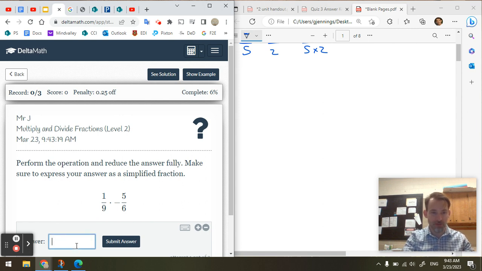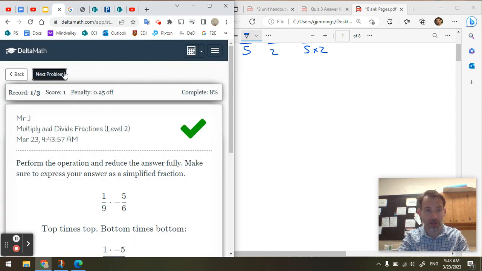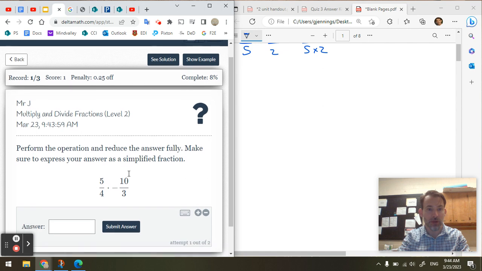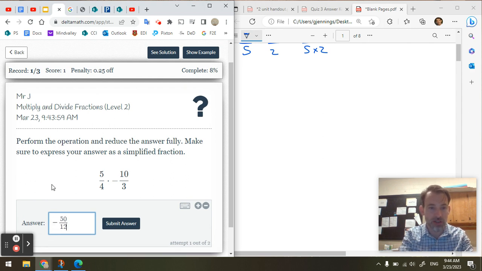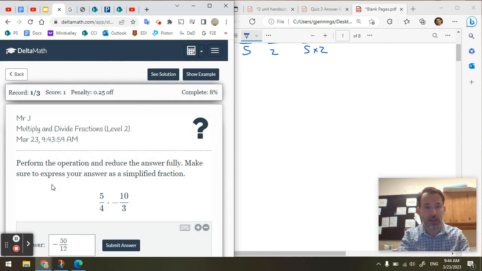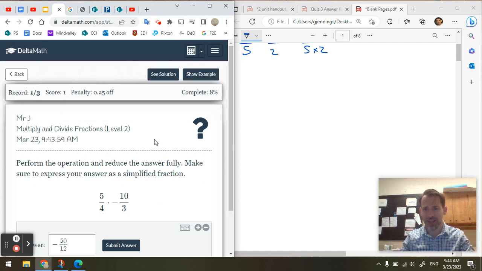Let's go. 1 times -5 is -5, divided by 9 times 6, which is 54. 5 and 54 don't share factors, so this is fully reduced. Yeah, next one. Here we go. 5/4 times -10/3. Well, the answer is negative again. 5 times 10 is -50. 4 times 3 is 12. Oh, my answer is not correct.